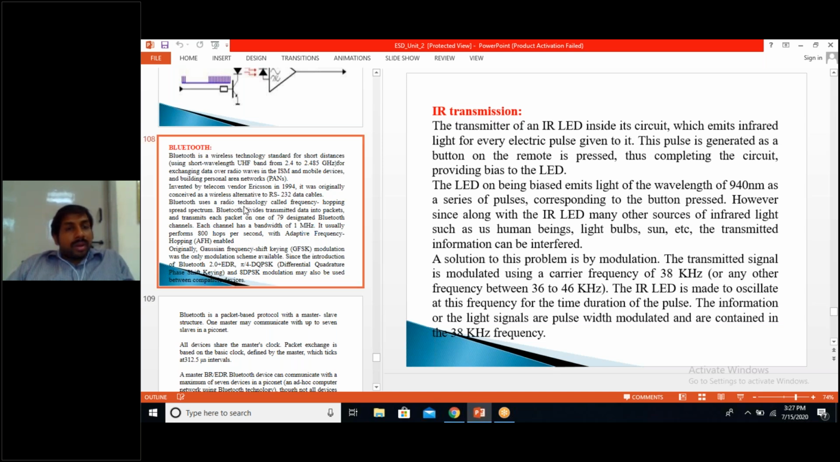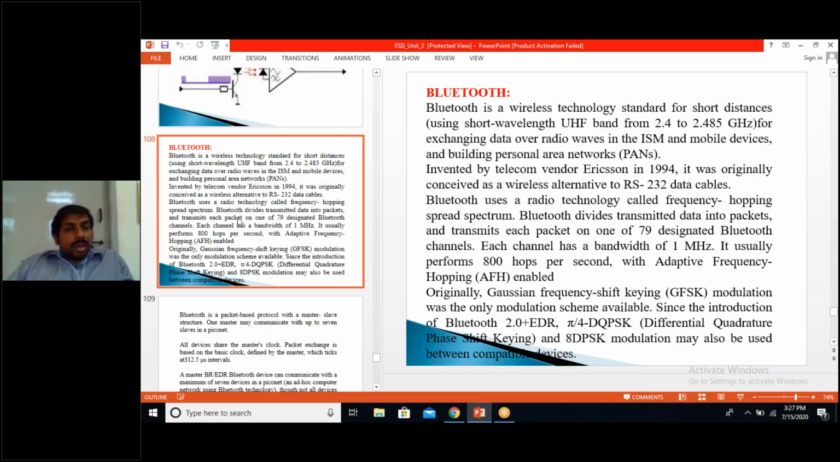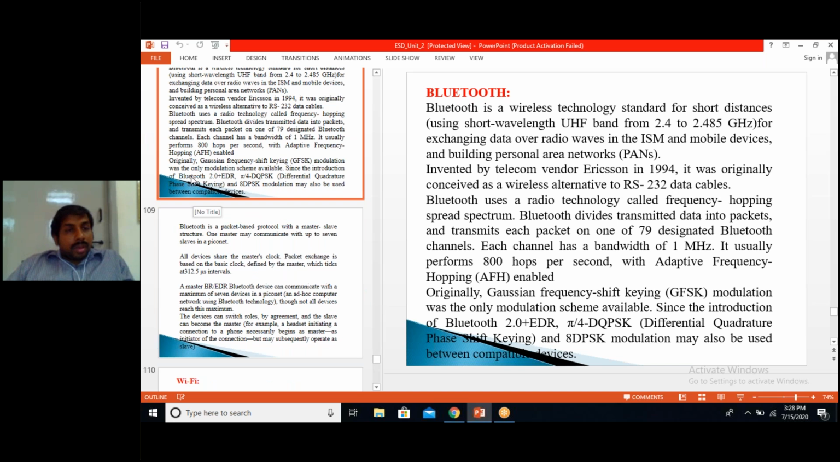This Bluetooth uses a radio technology called frequency hopping spread spectrum, and data is transmitted in terms of packets, and each packet is transmitted on one of the 79 designated Bluetooth channels. Each channel has 1 megahertz bandwidth, and it performs 800 hops per second with adaptive frequency hopping enabled. And the modulation used is Gaussian frequency shift keying. Now, because of the introduction of Bluetooth 2.0, we can also use pi by 4 differential quadrature phase shift keying or 8DPSK modulation between compatible devices.